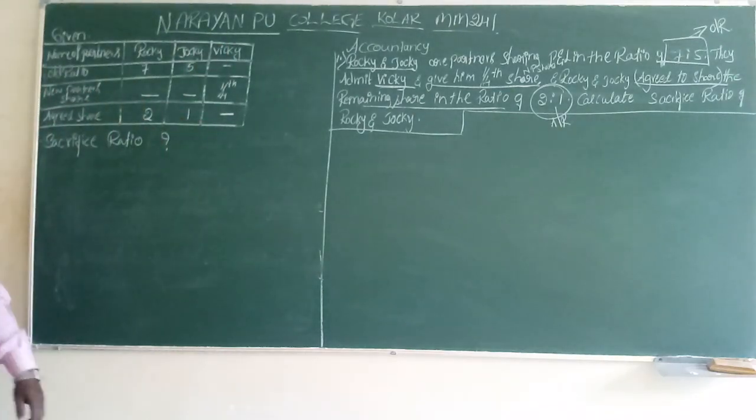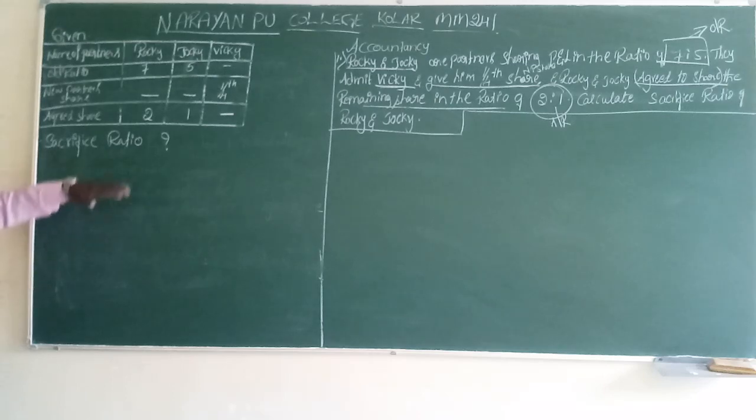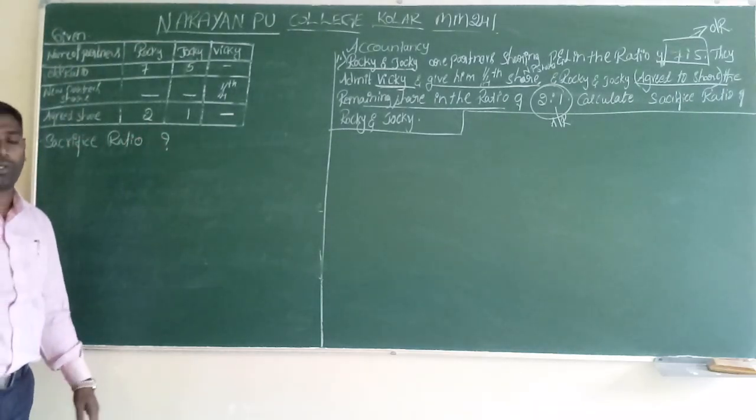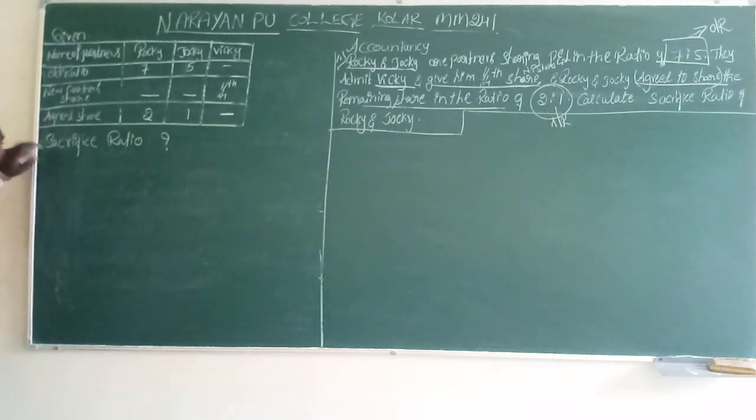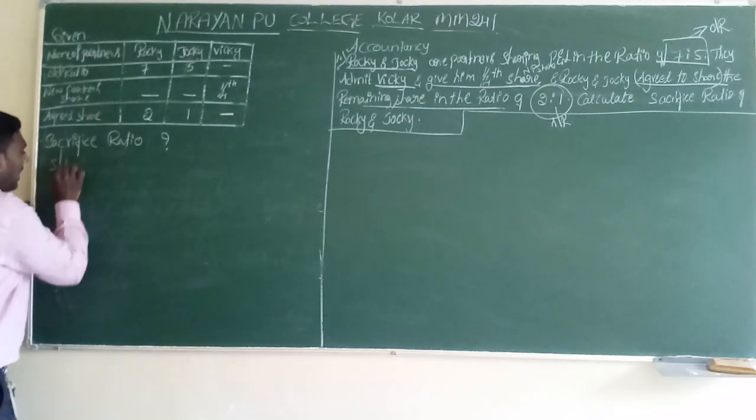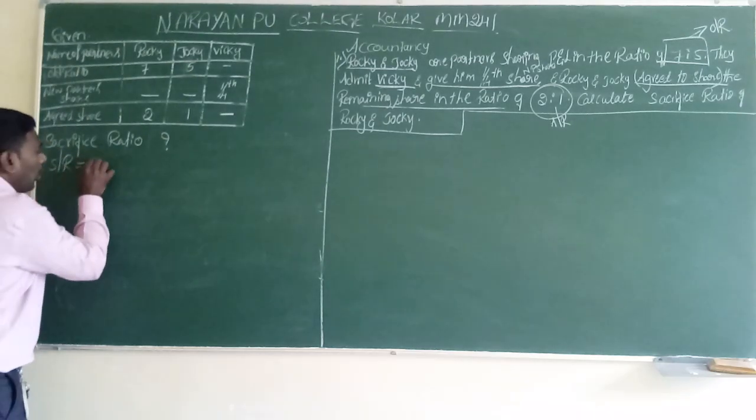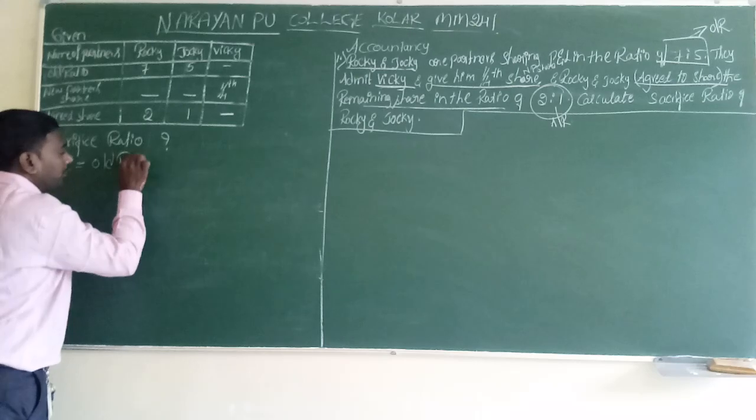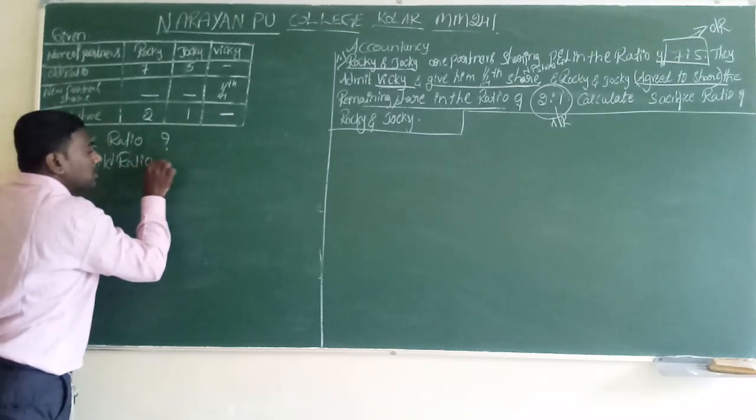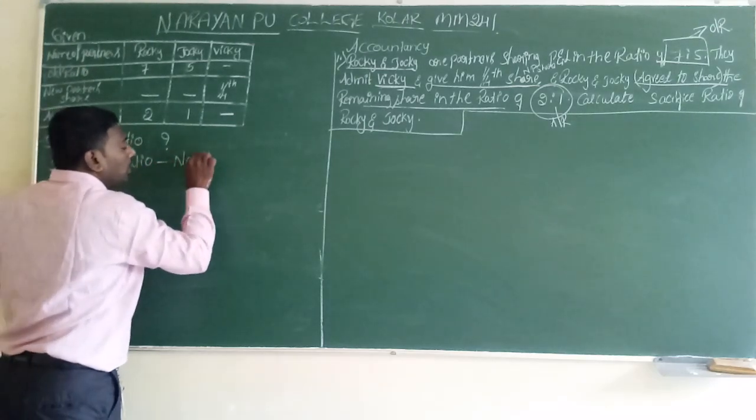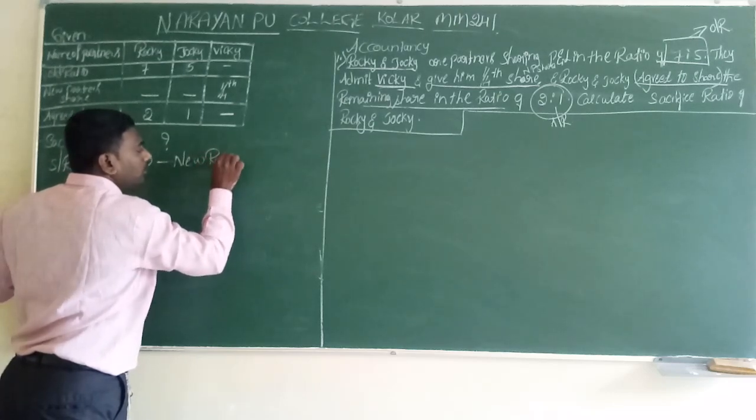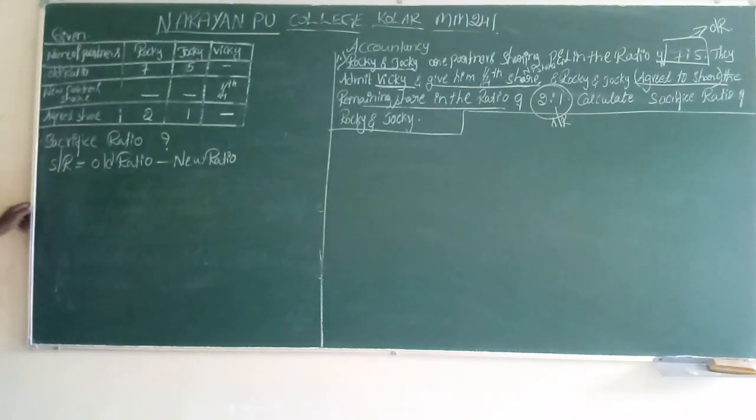So this is the information which is available in our question. First we have to gather the information. Later we have to move to the steps to calculate the sacrifice ratio. So already we know that we want to calculate the sacrifice ratio. So for example, sacrifice ratio is equal to old ratio minus new ratio. This is the formula with the help of which we have to calculate the sacrifice ratio.